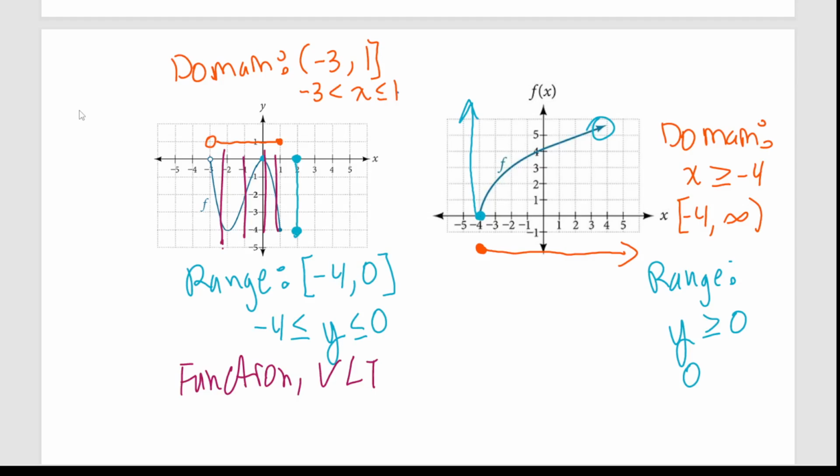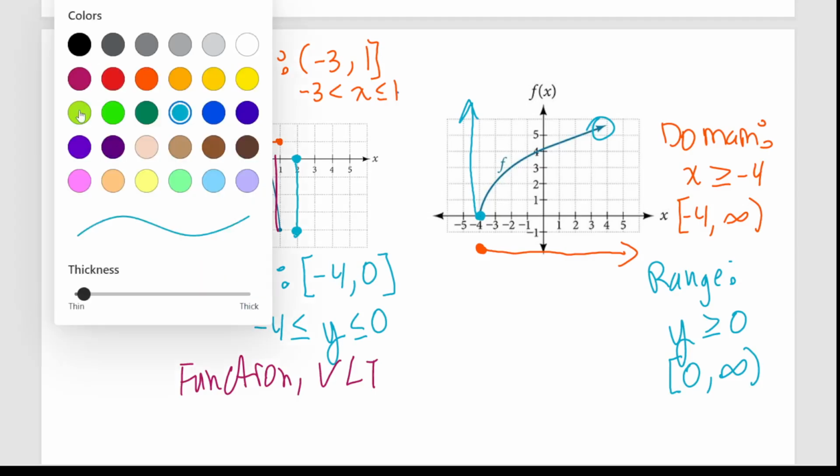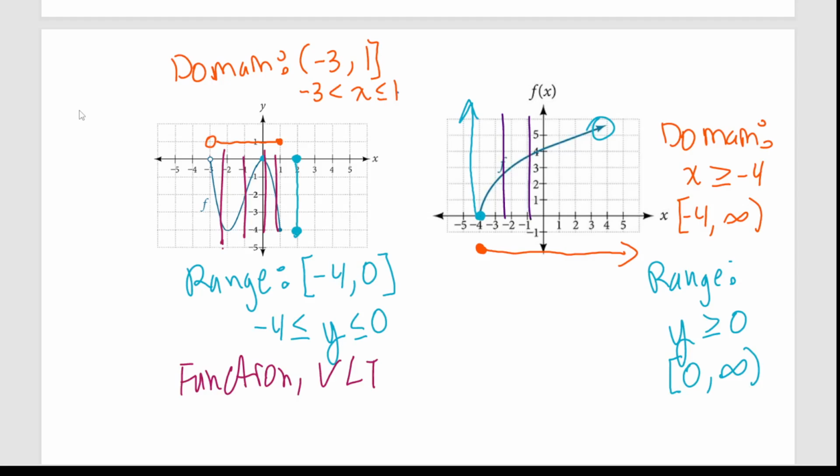And then in terms of interval notation, that would be 0 to infinity with a bracket on the 0 because it is included and a parenthesis on the infinity because we philosophically can never reach infinity. And for this one as well, it also is a function because it does pass the vertical line test.